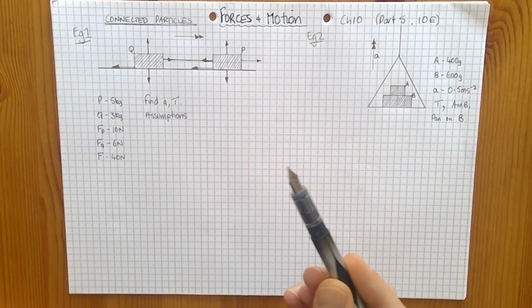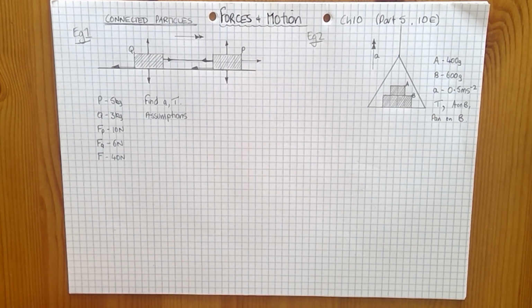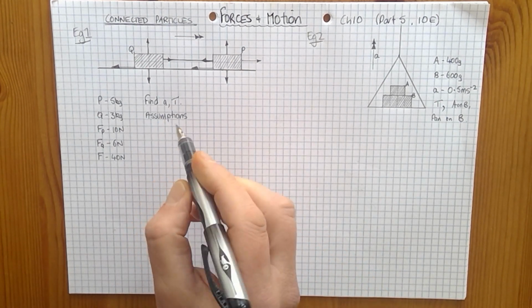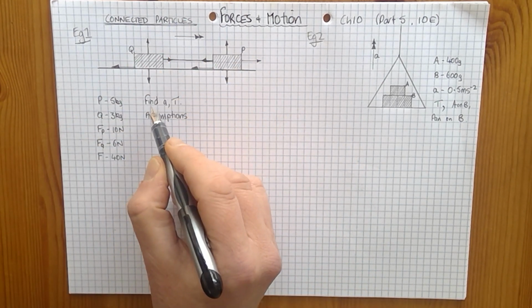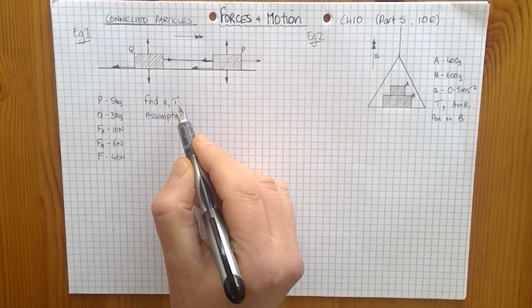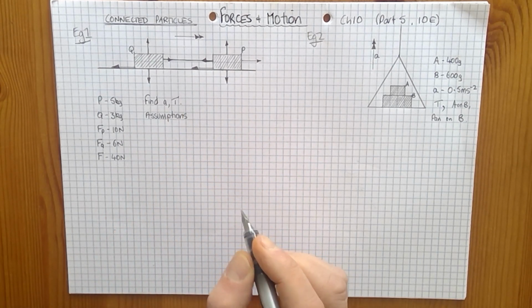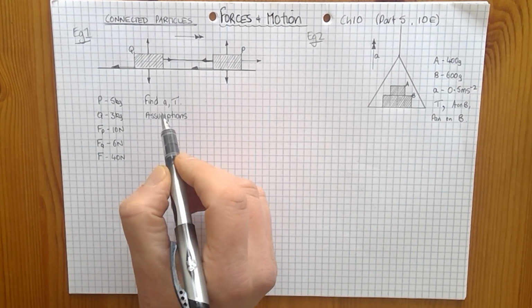Now later on in the course, you may have to calculate the force due to friction, and you'll be given something called the coefficient of friction, but we're not there yet. The things we have to find in this particular example are the acceleration of the whole system, the tension in the string, and any assumptions that we've made. State any assumptions that we've made.